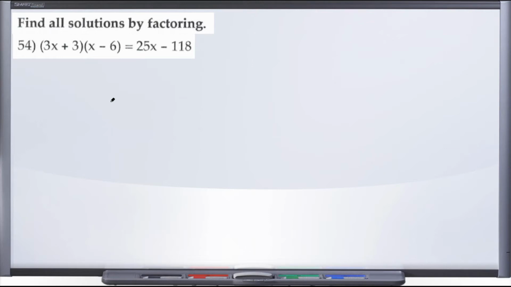All right, 54. We finally made it. We're just a few from the final stretch here. So last one of this section, and then we're going to get into some word problems. And then practice test number 3, we're going to close the books on it. So again, let's go ahead and take a look here. We're going to find all solutions by factoring.